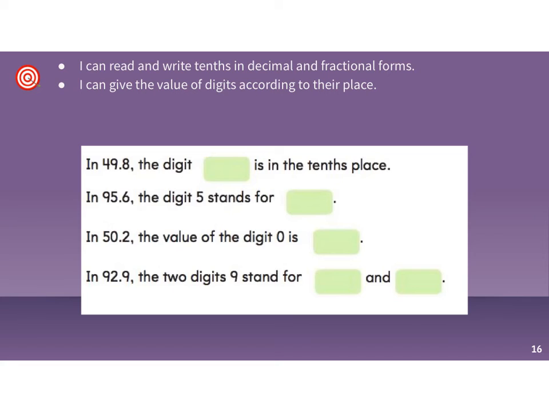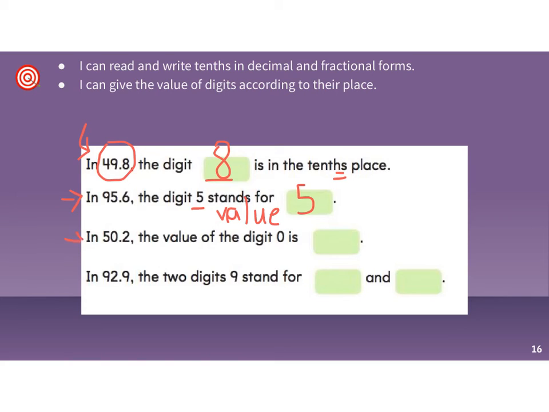Now here, we just have to look at the wording in these situations. In 49 and 8 tenths, the digit blank is in the tenths place. Which of these digits is in the tenths place? Did you say 8? Next one, in 95 and 6 tenths, the digit 5 stands for. Stands for means value. What is the value of that 5? Did you say 5? Because it's in the ones place, it has a value of 5.